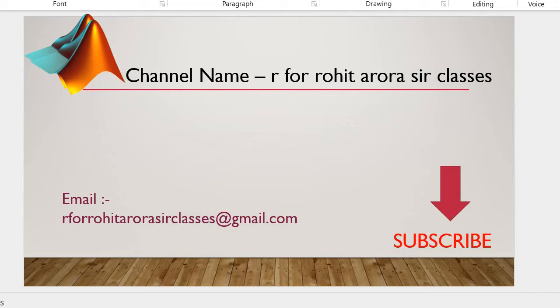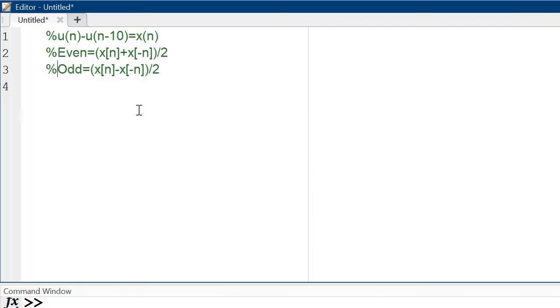Now let's start with the MATLAB code on the MATLAB software. Start with clc, that is, clear the command window. Clear all is used to clear the workspace. Then after that, close all. First of all, our input signal, that is u of n minus u of n minus 10.